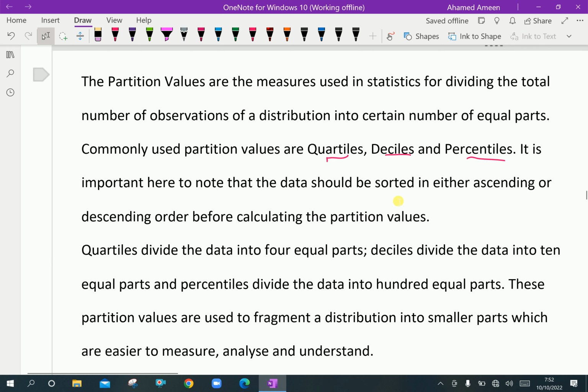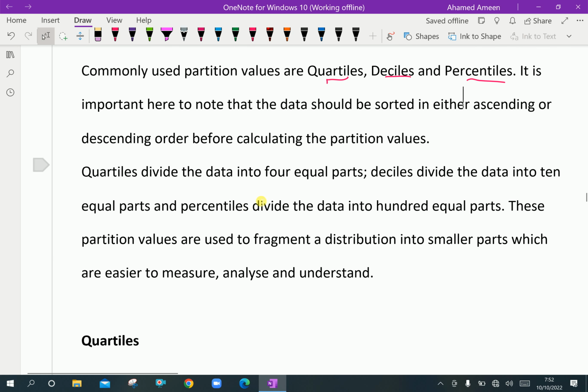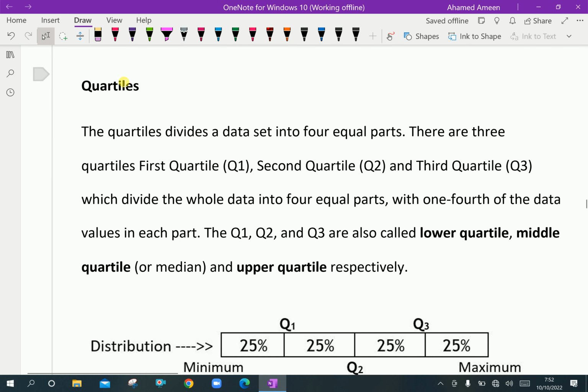Usually data are given in disorder, not in order, so you have to convert it into ascending or descending order first. Quartiles divide the data into 4 equal parts. Deciles divide the data into 10 equal parts. And percentiles divide it into 100 equal parts. These partition values are used to fragment a distribution into smaller parts which are easier to measure, analyze, and understand. First, let us discuss quartiles.